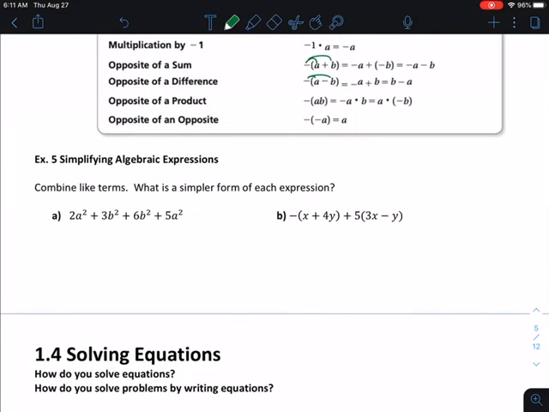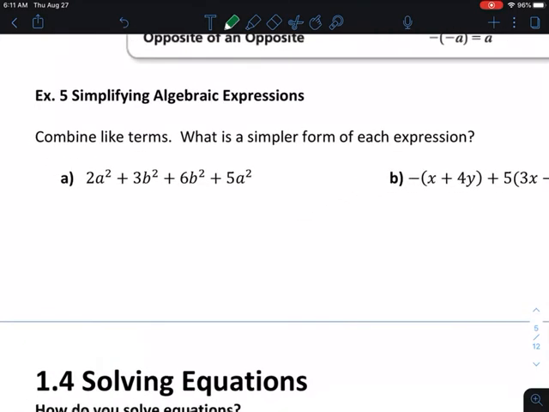And last quick example, this all should have been pretty review stuff. Combine like terms. So if we have a 2a squared plus a 3b squared plus a 6b squared plus a 5a squared, what are our like terms? Well, I have a 2a squared and I have a positive 6b squared. I don't want that together. I want the a squared, right? 2a squared plus 5a squared is going to give us a 7a squared. If I have a 3b squared and a 6b squared, those are alike. I get 9b squared. My exponent does not change when I'm adding.